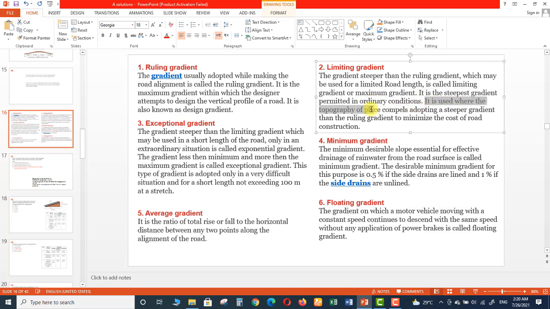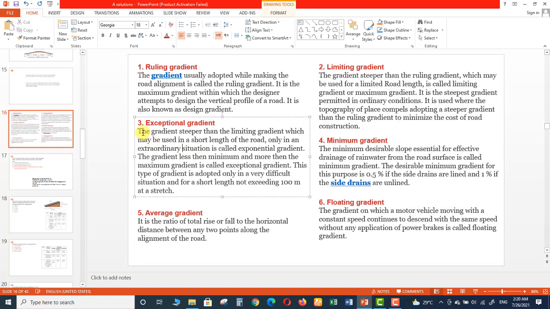It is used where the topography of the place compels adopting a steeper gradient than the ruling gradient to minimize the cost of road construction. So whenever the ruling gradient would cost a lot in construction, then we shift from ruling gradient to limiting gradient to minimize the cost of the road construction.